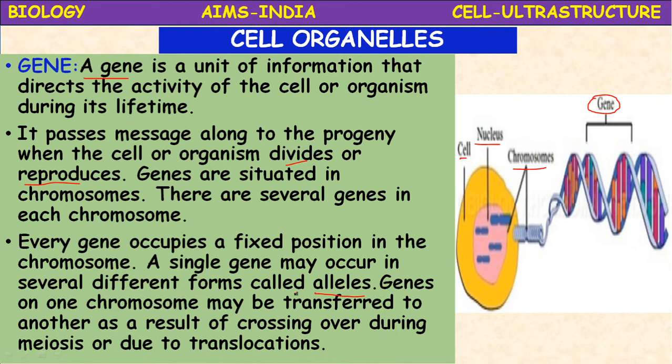So it is representing the transfer of genes on one chromosome to another as a result of crossing over during meiosis or due to translocations. There are three main types of cell divisions: amitosis, mitosis, and meiosis. Meiosis is the cell division which takes place before fertilization for the production of gametes.